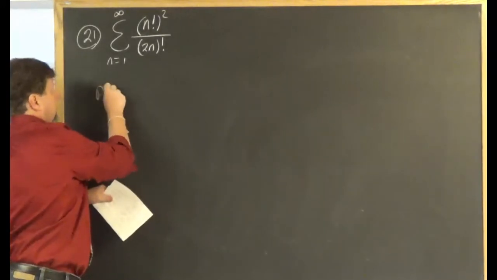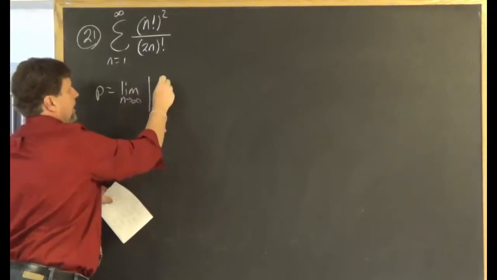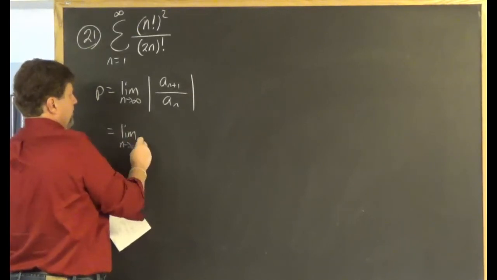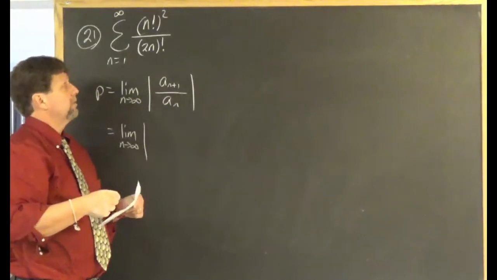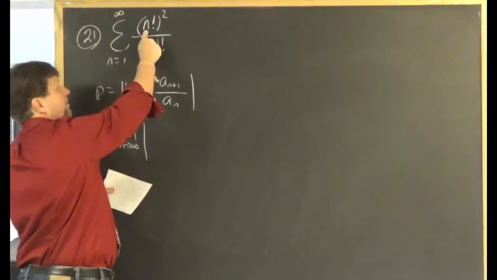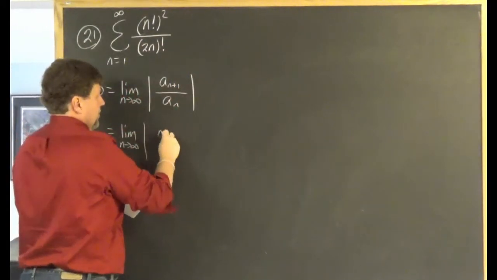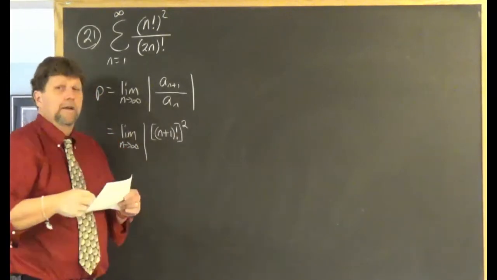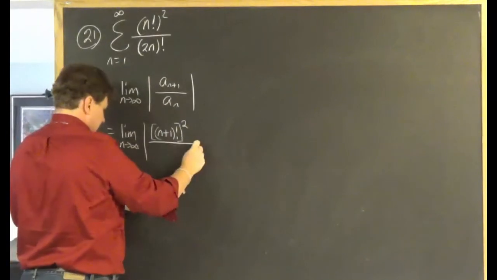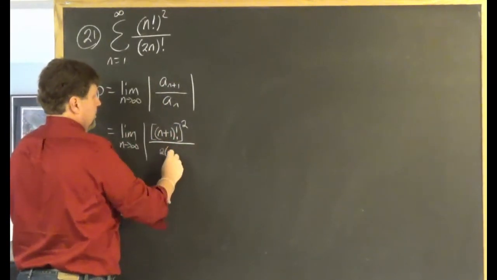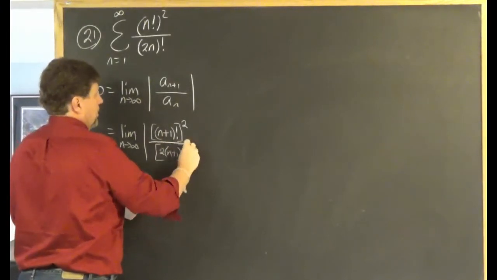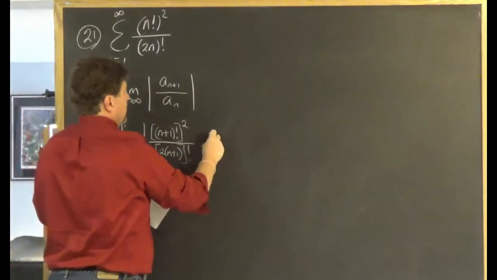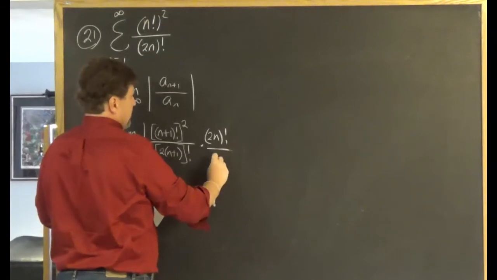Ratio test. P equals the limit as n goes to infinity, absolute value, a sub n plus 1 over a sub n. It's the limit as n heads off to infinity, absolute value. Alright, so a sub n plus 1, that's going to give me n plus 1 factorial, that whole quantity squared. So n plus 1 factorial, and then I'm going to put that whole quantity inside brackets, squared. And here, the denominator, that's going to be 2 times n plus 1, and then that whole quantity factorial. Okay, divided by this, so you know I rewrite it as multiplying by the reciprocal.